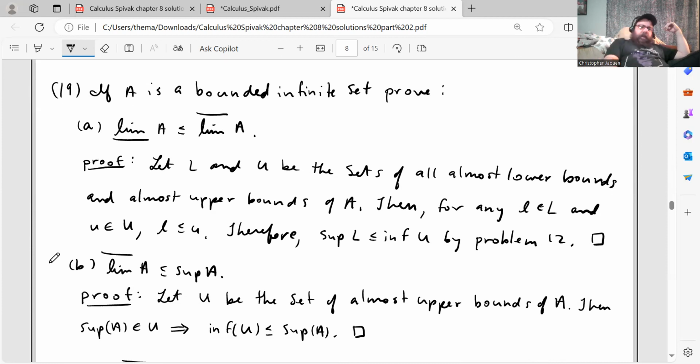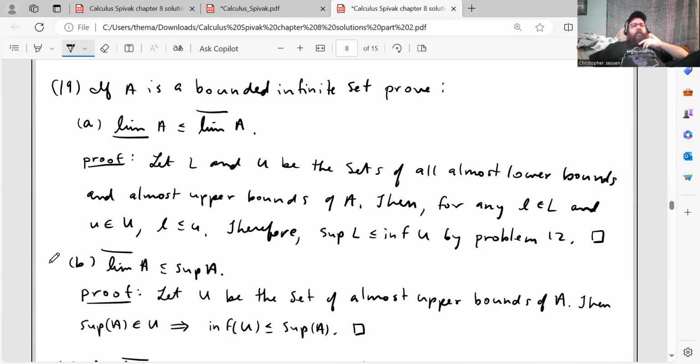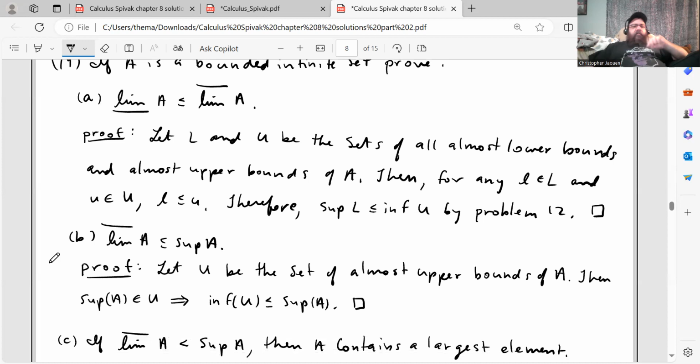All right, so part A says show that lim inf of A is less than or equal to lim sup of A. So here's my proof. Let L and U be the sets of all almost lower bounds and almost upper bounds of A. Then for any l in L and u in U, l is less than or equal to u. Therefore, sup L is less than or equal to inf U by problem 12. It just follows from problem 12 and the definition.